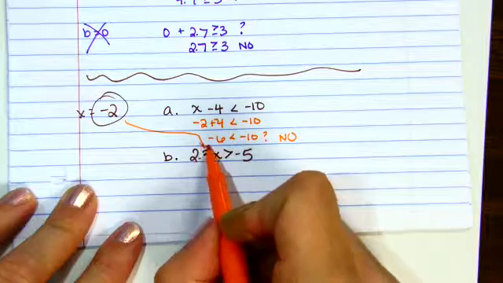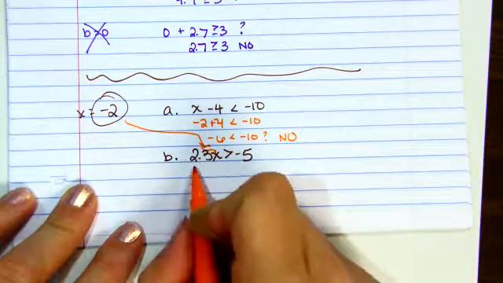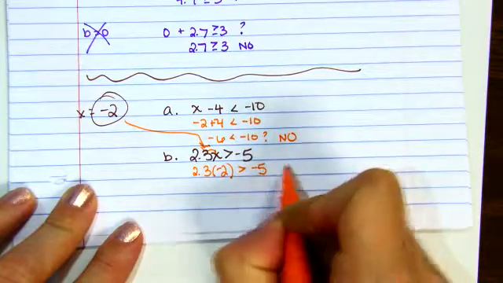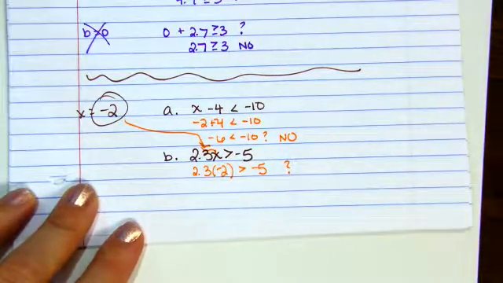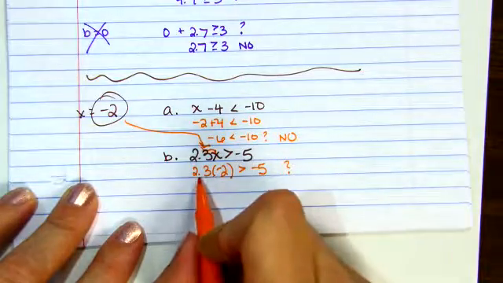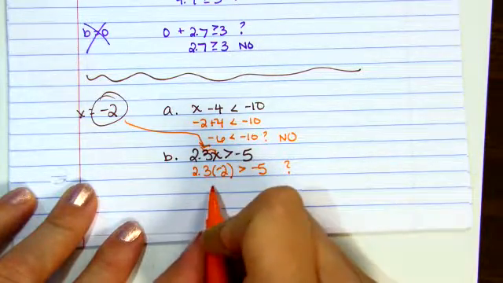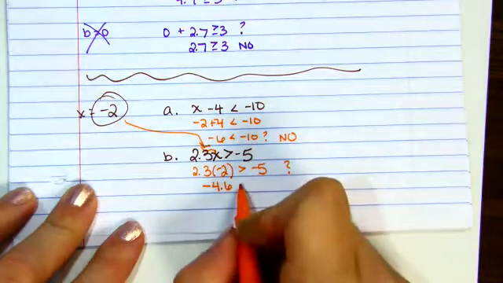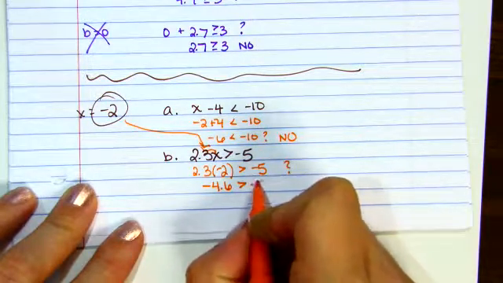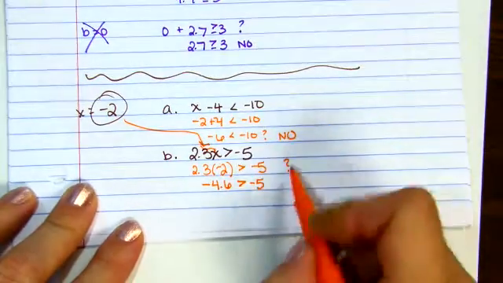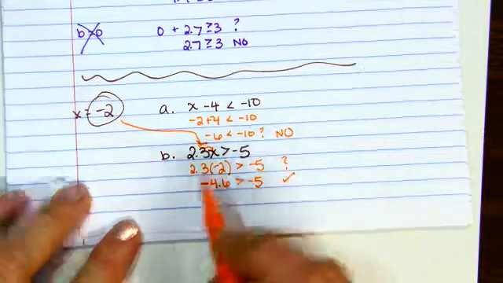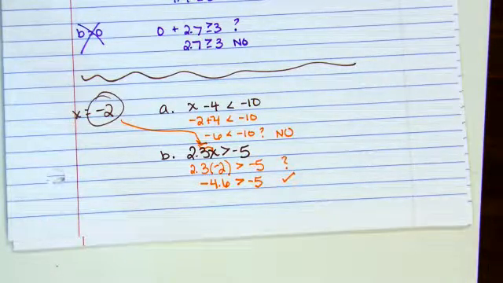Let's try it now in B and substitute in for that x. I have 2.3 times -2 is greater than -5, and I'm checking to see if that works or not. 2.3 times 2 would be 4.6, but this is a positive and this is a negative, so -4.6. Is -4.6 greater than -5? Yes, it is. So -2 is a possible solution here. Again, it's not the only one, it's just one of many.